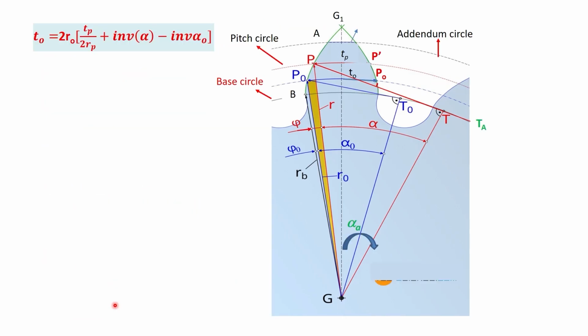Similarly, we can find the tooth thickness at the addendum circle. This is the addendum circle represented here. So, along the addendum circle we want to find the gear tooth thickness. So, this P0 point will shift to A, and from A a tangent will be drawn on the base circle, and gear tooth thickness along the addendum is TA.